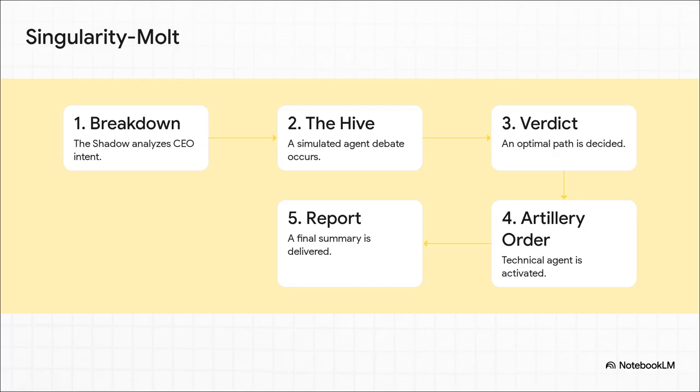It's called the Singularity Molt Protocol. And basically, it's a 5-step process that all happens asynchronously. The Shadow breaks down the CEO's order, it triggers a debate in what's called the Hive, a verdict is made, an artillery order is sent out, and then a final report comes back.